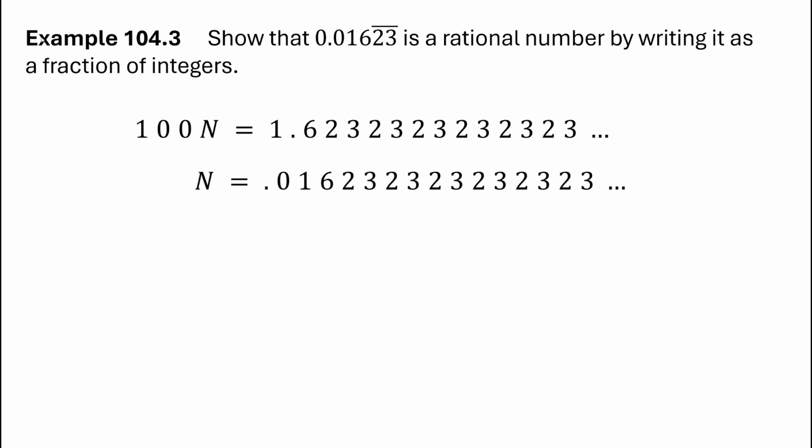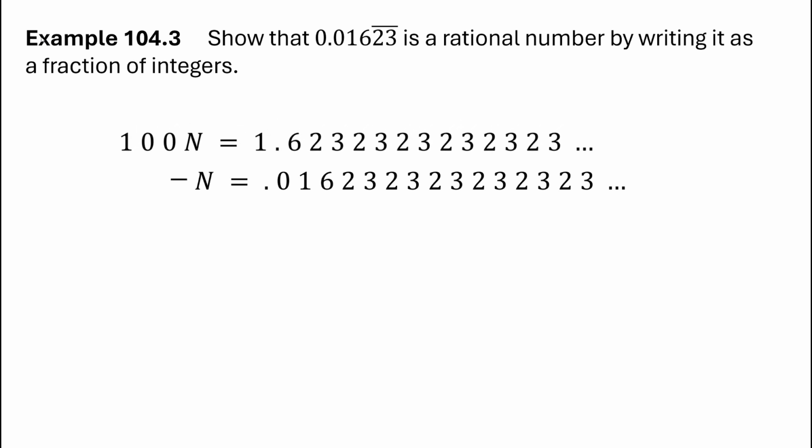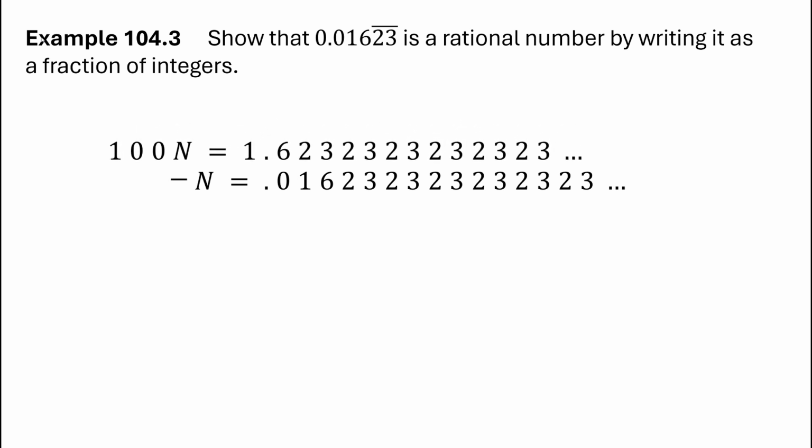Now I'm going to line up the decimal points and subtract n from 100n. We didn't do anything crazy. We just wrote n and we wrote 100n. Now we're going to subtract those two equations, and to do that, we had to scoot the top part over so that the decimal points line up, because when you subtract decimals, you have to line up the decimal points.